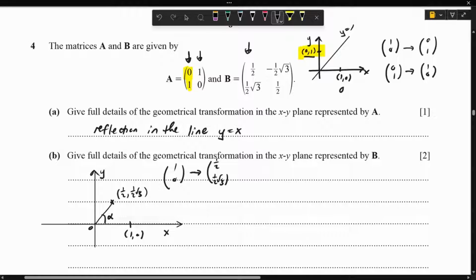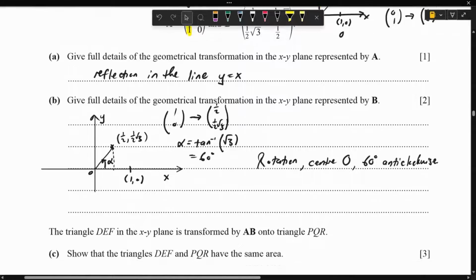And there's an angle alpha here. Apparently we can see that it's a rotation going on with an angle alpha. If we make a little right angle triangle, alpha is going to be arctan of half root 3 over half, which is just root 3, which gives us 60 degrees. So we have a rotation with the center being the origin and by 60 degrees anti-clockwise. So that's the transformation going on for part B.